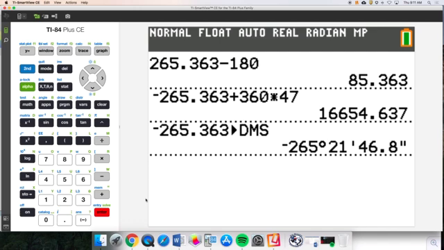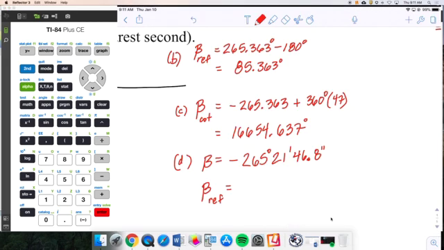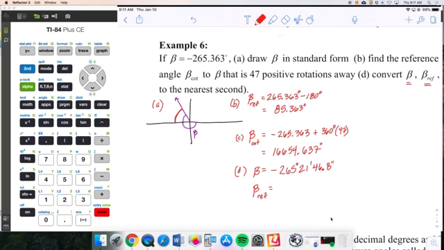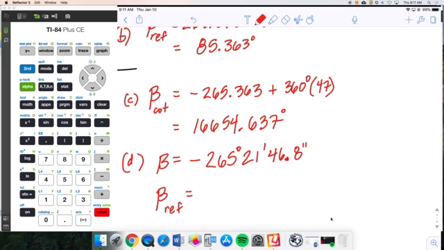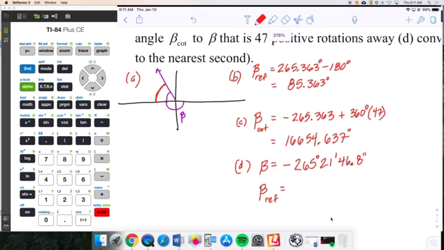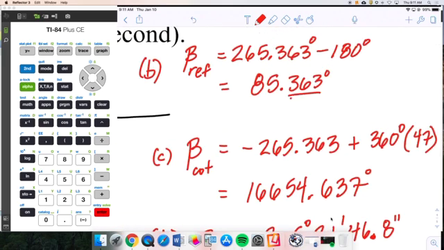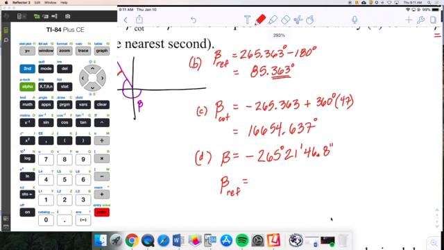Okay, so there's beta, equivalent to, and now let's do the reference angle. Do we need to pick up the calculator and do it again for the reference angle, or can we figure it out? It has the same decimal part, right? Beta was 0.363, and that decimal part turned into 21'46.8". The reference angle is also 0.363, so it should have the same minute and second.